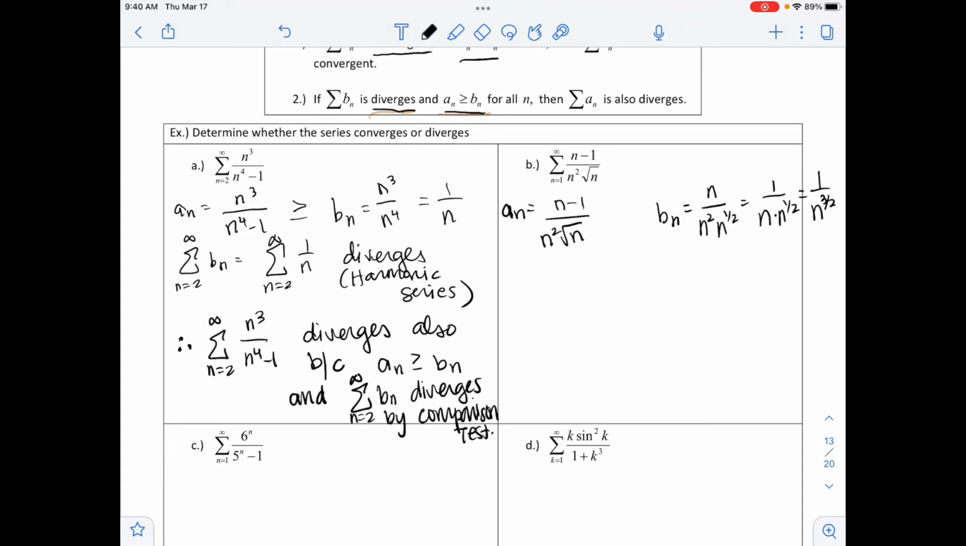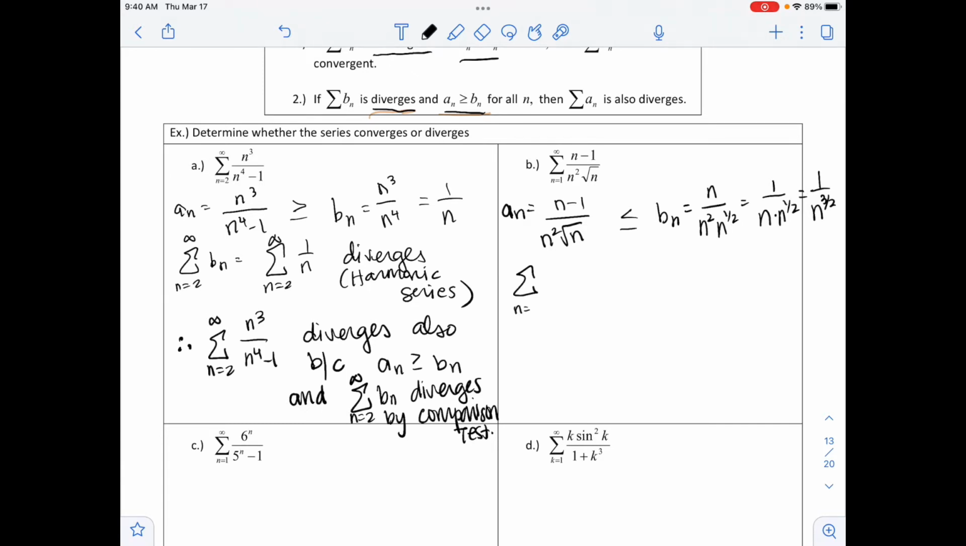And we can look at this. And if you notice, if you're subtracting 1 from the numerator this time, that actually is going to make it a smaller value versus in part A where the minus 1 was in the denominator. So subtracting 1 from the numerator makes it smaller, so a sub n would be less than or equal to b sub n. And now let's go ahead and look at our sum of b sub n.